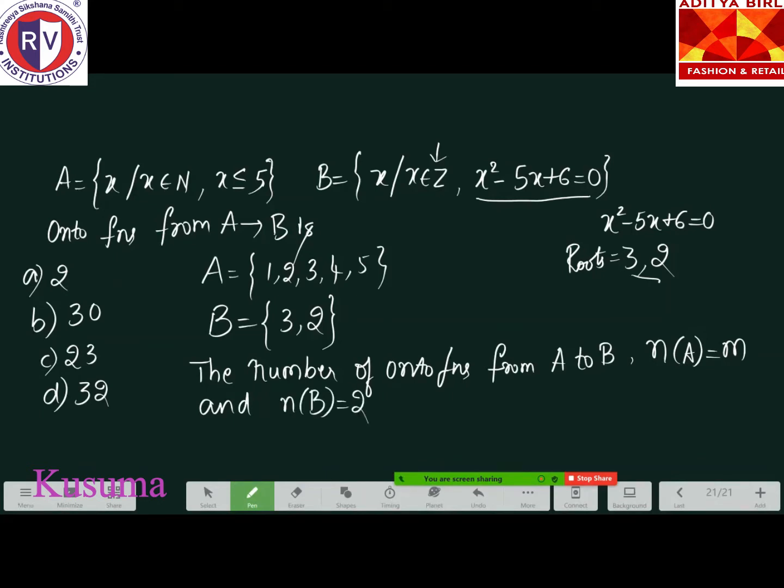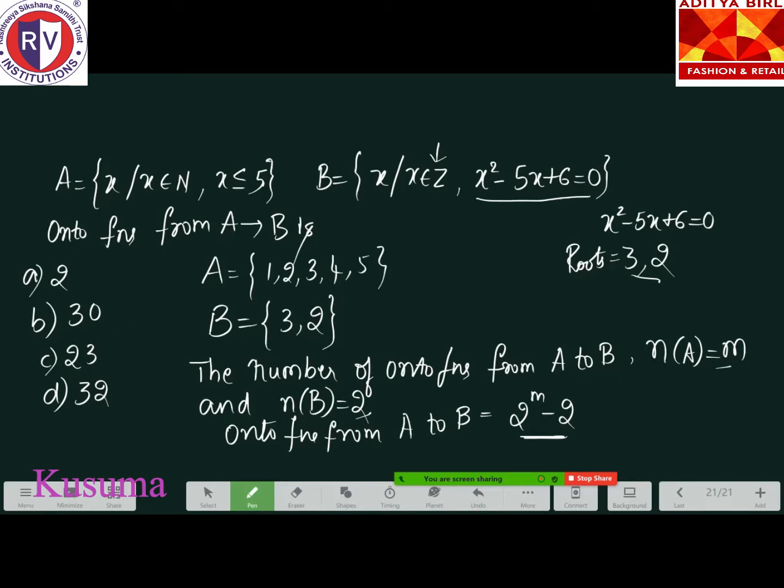In such a case, the number of onto functions from A to B will be 2 to the power of m minus 2. If you know this, it will give a quick result for problems like this. Suppose here n of A is m and n of B is 2, then the number of onto functions from A to B will be 2 to the power of m minus 2.